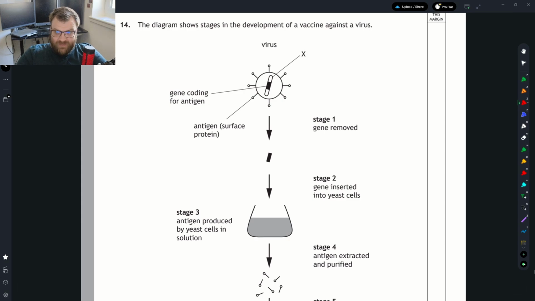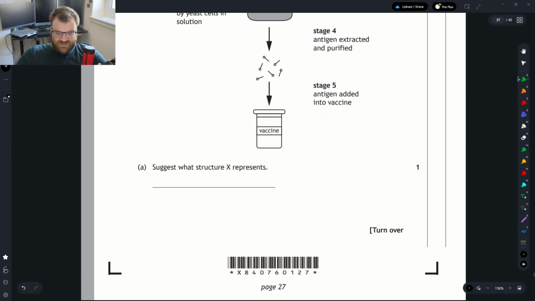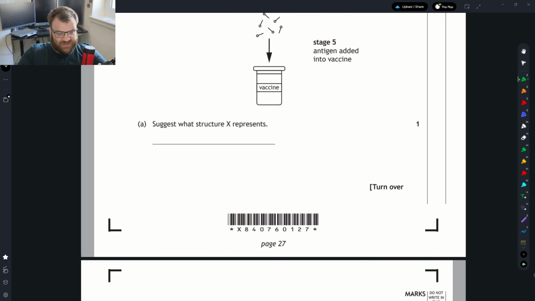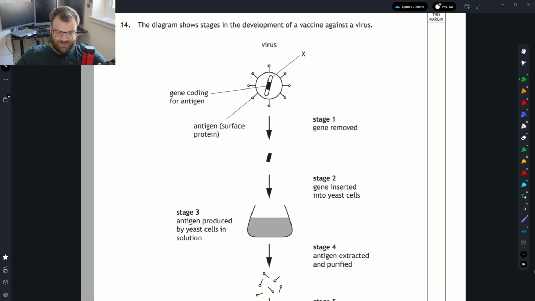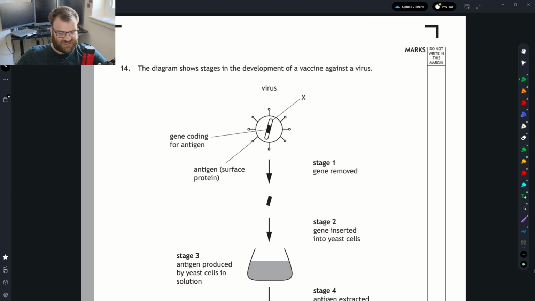Next one, we're developing a vaccine against a virus. Gene coating, antigen, gene removed, purified. What does structure X represent? So we're dealing with genes, so that's going to be something to do with the DNA. Circular chromosome, maybe a wee bit, but it'll be DNA it's made up of. We'll go for that one. I think it's in the centre, and it's what contains the genes.